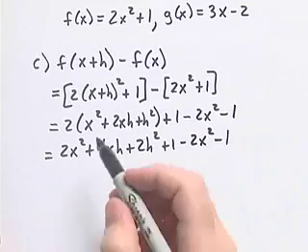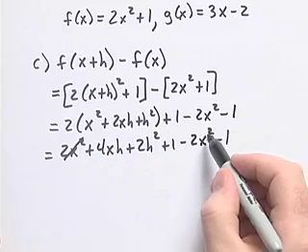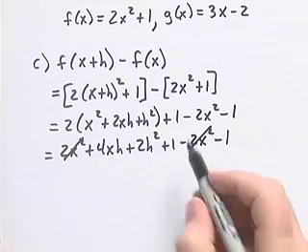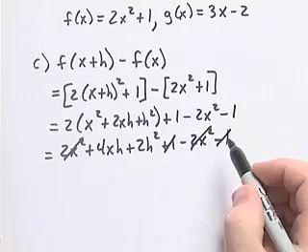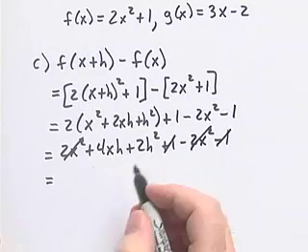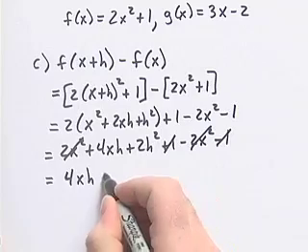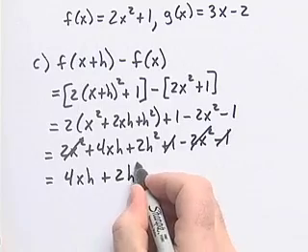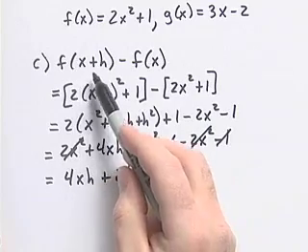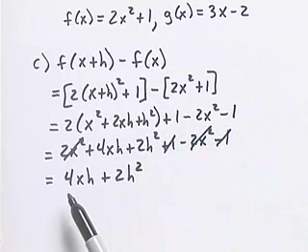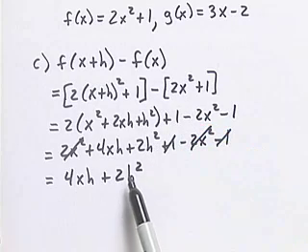And we get some terms that cancel. This 2x squared cancels with the minus 2x squared. And the plus 1 cancels with the minus 1. And so we're left with 4xh plus 2h squared. So f of x plus h minus f of x equals 4xh plus 2h squared.